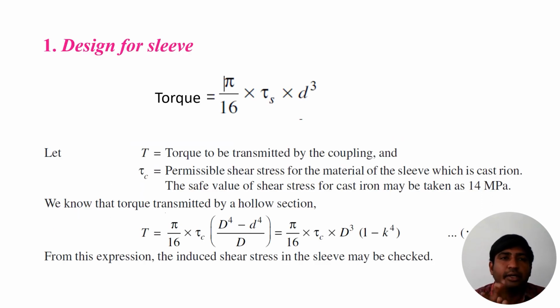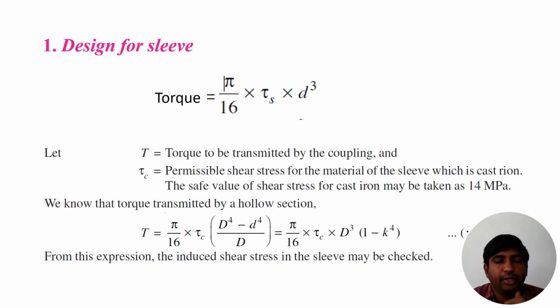In the design of muff coupling, we have three steps. One is the calculation of the shaft diameter, which is the small d, using the torque formula. Another one is the design of the muff, meaning we need to calculate the capital D, which is the diameter of the muff, and we need to calculate the length of the muff, L = 3.5 d.